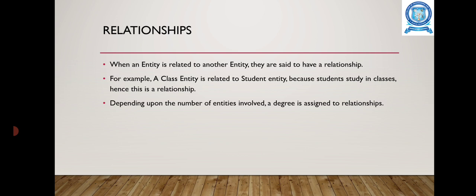Depending upon the number of entities involved, a degree is assigned to the relationship. For example, if two entities are involved, it is said to be a binary relationship. If three entities are involved, it is said to be a ternary relationship, and so on. Like this, these relationships are represented.